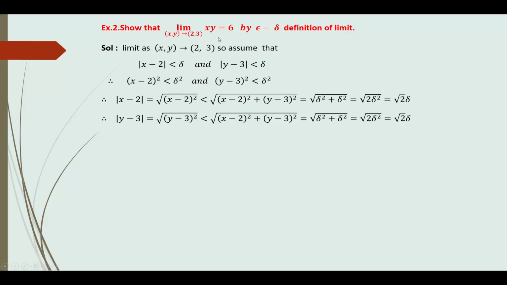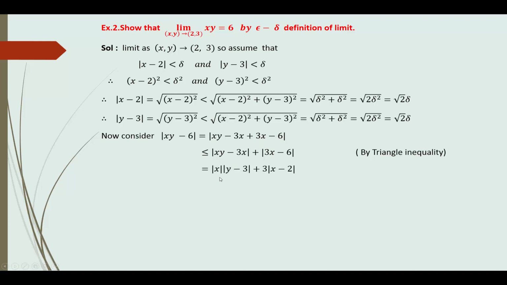And therefore now consider modulus of xy minus 6. Modulus of xy minus 6 is equal to modulus of xy, then add and subtract 3x: plus 3x minus 3x minus 6. Now by applying the triangle inequality, separate into two moduli. It is less than or equal to modulus of xy minus 3x plus modulus of 3x minus 6. Now here taking x common, it is equal to mod x into mod of y minus 3, plus here taking 3 common, 3 into modulus of x minus 2.